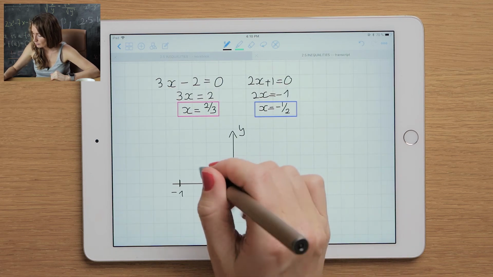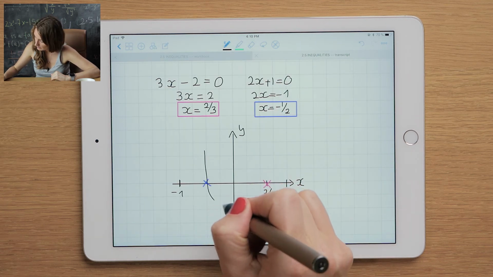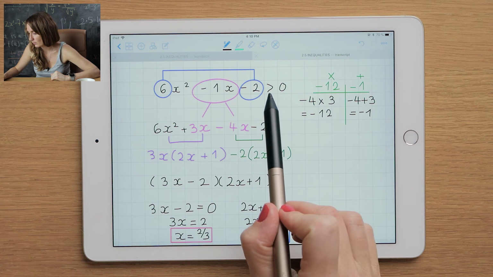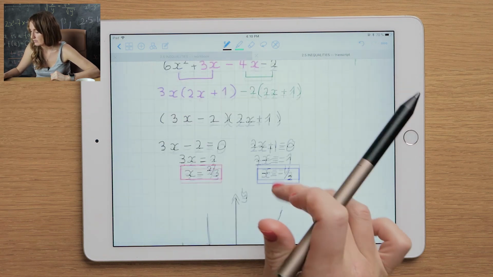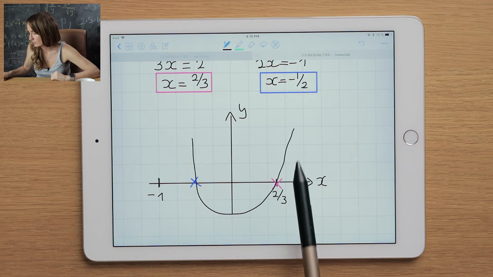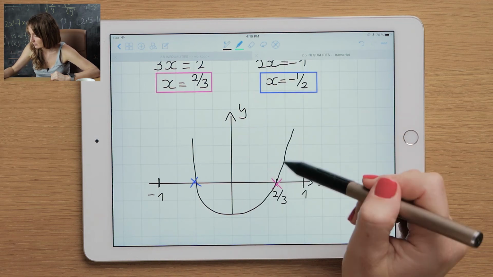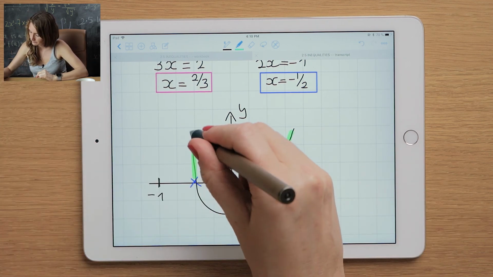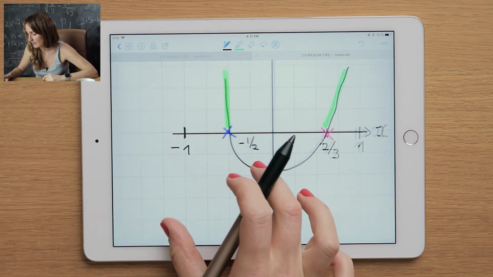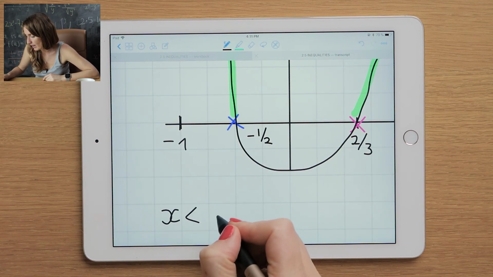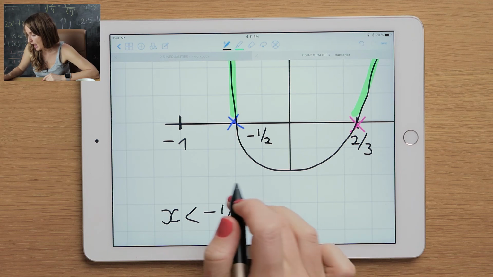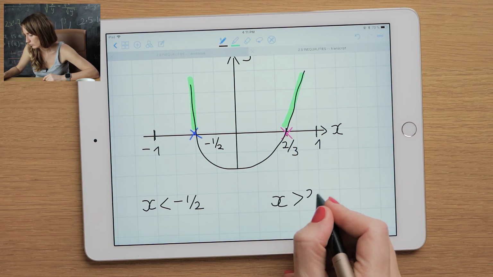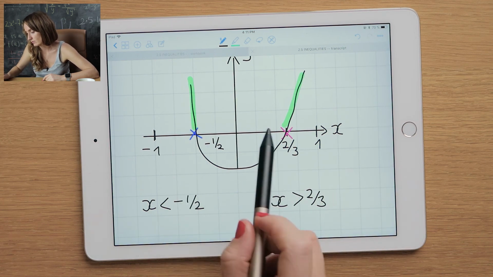I'm going to draw my smiley face graph now. Now, I'm going to go back to my original inequality and notice that it was bigger than 0, or above 0. So that means I need to shade everything that goes above the x-axis here. Remember, that's your x-axis here. My first answer is going to be to the left of minus a half. Remember, to the left of is less than. And my second answer is going to be to the right of, or bigger than, 2/3. So two different answers for two different places.